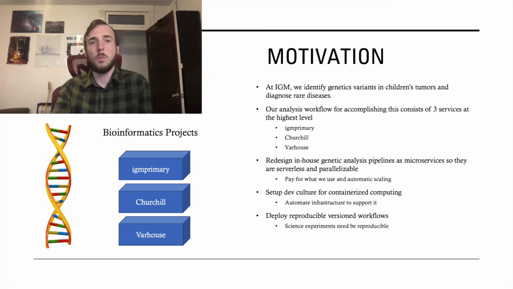At IGM, we run different analyses on the genome. This includes identifying genetic variants in tumors and diagnosing rare diseases. We accomplish this by using three separate in-house services. On the top here, we have IGM Primary, which deals with sequencer information conversion, Churchill, our DNA analysis toolkit, and Varhouse, an annotation database for millions of variants that help our clinicians and researchers conduct their downstream interpretations. Today, we're just going to focus on the DevOps for Churchill.